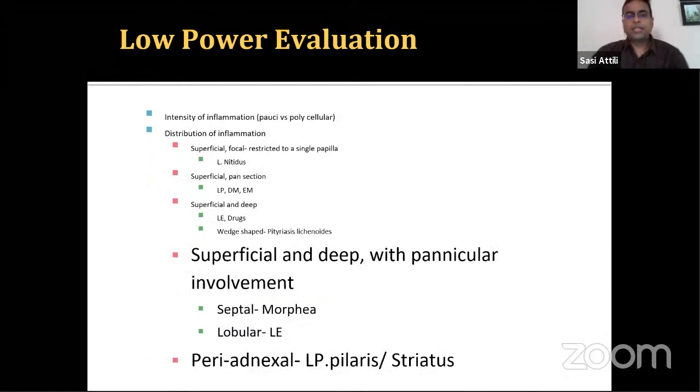All right. Then we come to superficial and deep with panniculus involvement. If it's septal, then you think of morphea. If it's lobular, you think of lupus. And then periadnexal we've already talked about. One important thing to remember, if you're dealing with a lichenoid infiltrate which is also periadnexal, then think of lichen striatus. Apart from lichen planopilaris, which predominantly affects the follicular units, lichen striatus also affects the eccrine glands. That's why I said periadnexal rather than just perifollicular.